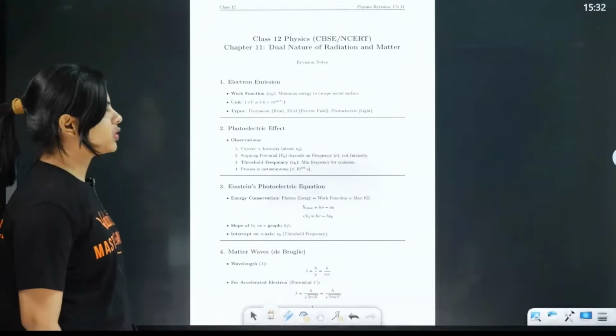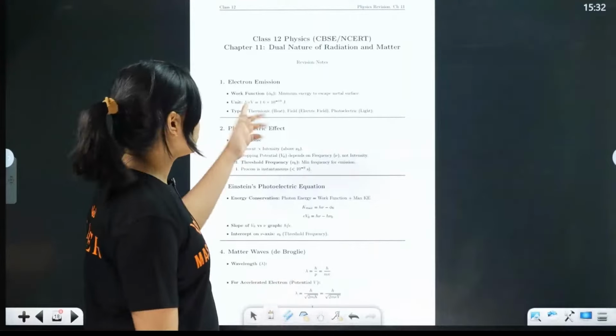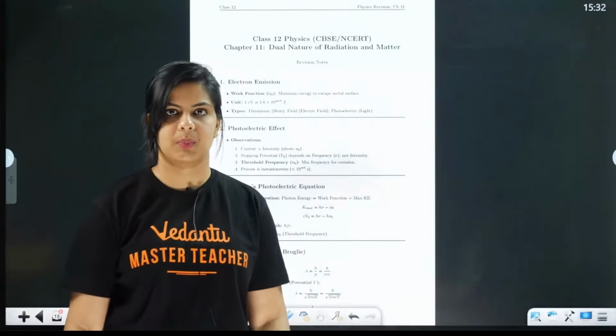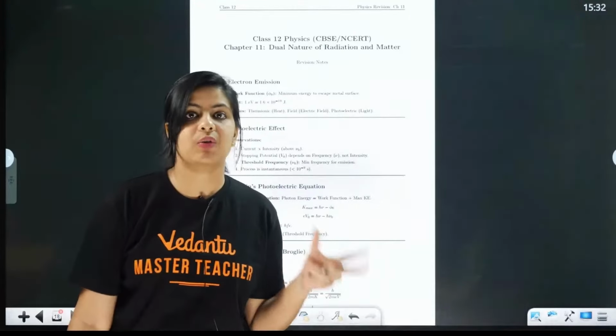So next one, the dual nature. In the dual nature, the first thing you should know is the work function, the minimum energy required for an electron to escape. Correct? So now you can just talk about the photoelectric effect.